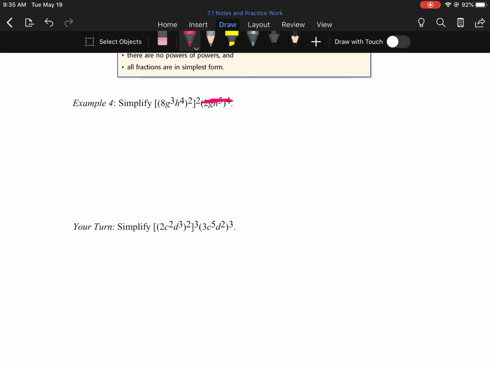So I'm going to ignore that part right there. I'm going to simplify the first part. So I have 2 exponents outside. Those exponents, I need to multiply them together, which makes it a 4. So I'm going to have 8g cubed h to the 4th, all to the 4th power. So now that means I have to distribute that 4th power to everything. So 8 to the 4th, g cubed to the 4th, and h to the 4th to the 4th.